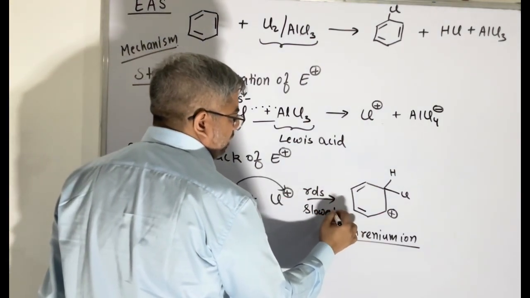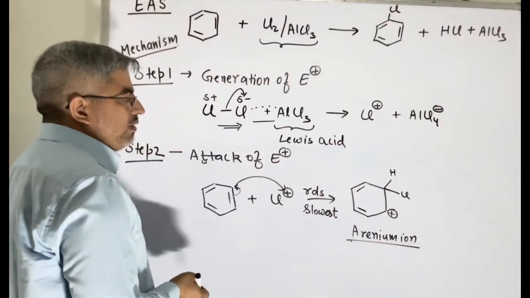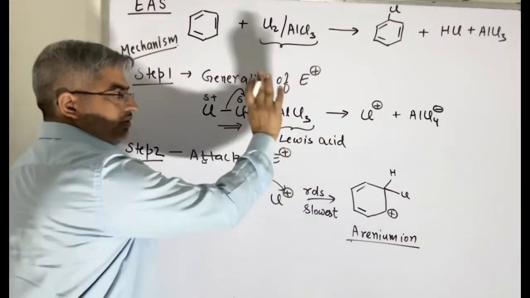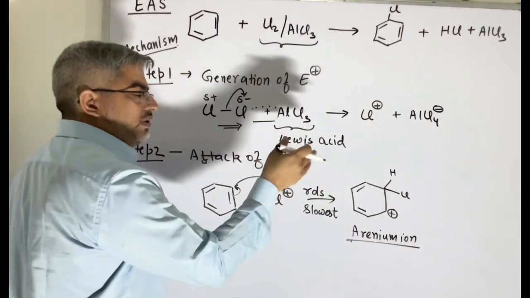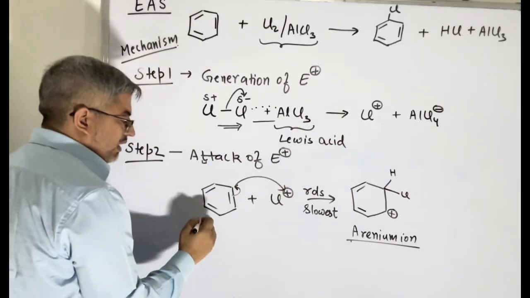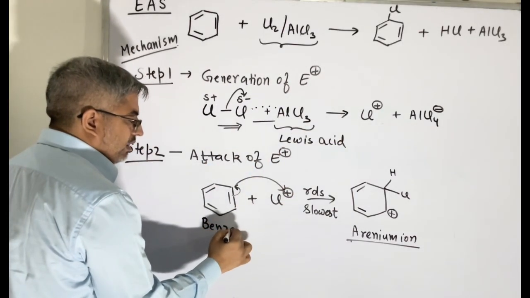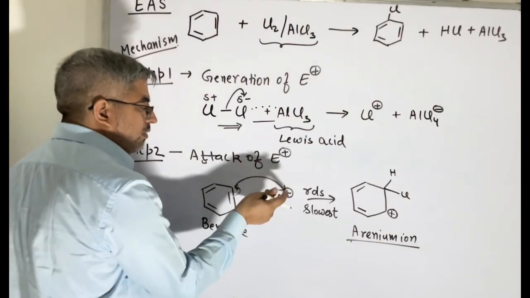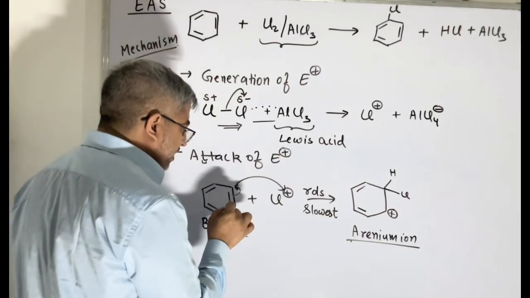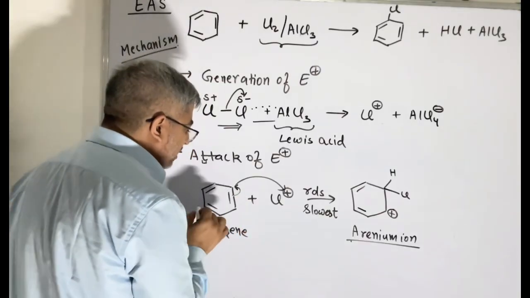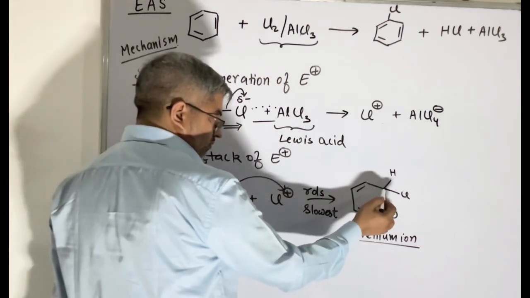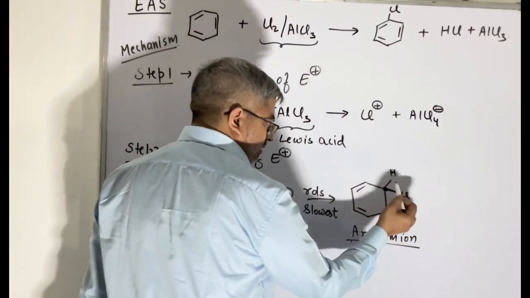So what we have done till now is that in a separate container we have generated our Cl plus. So this is step 1, separate. In a test tube or something, we have generated Cl plus. Now in a separate container we have taken benzene, and in the benzene test tube we slowly added our electrophile mixture that contains Cl plus, and it breaks the aromaticity of this benzene by breaking this pi bond. This chlorine is added here.